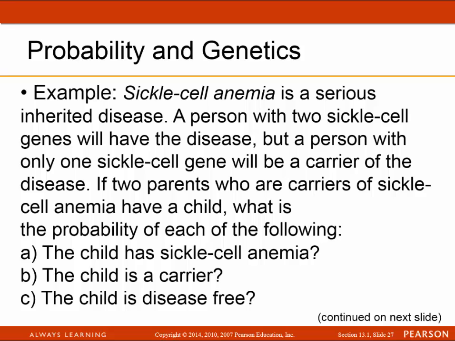Now, sickle cell anemia is a serious disease that's inherited. A person with 2 sickle cell genes will have the disease, but a person with only 1 sickle cell gene will be a carrier of the disease. Now, if 2 parents who are carriers of sickle cell anemia have a child, then what is the probability of each of the following? A, the child has sickle cell anemia, B, the child is a carrier, or C, the child is disease-free.